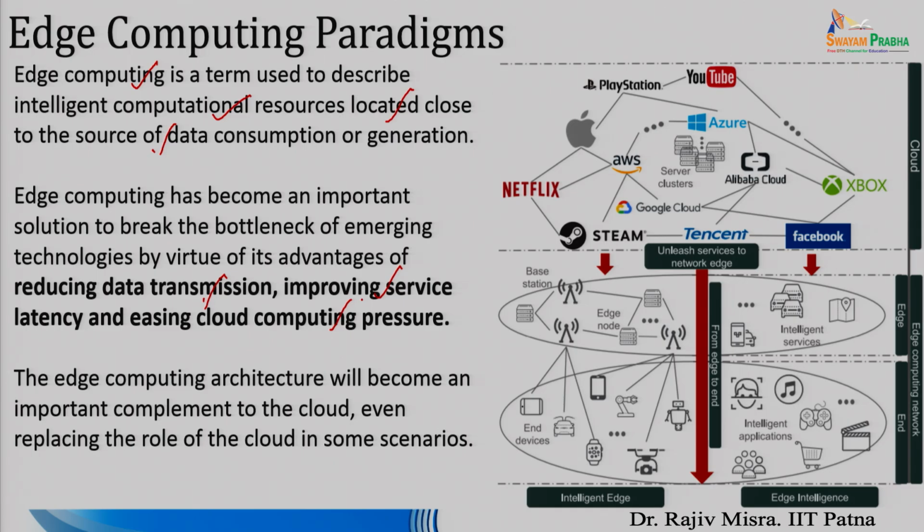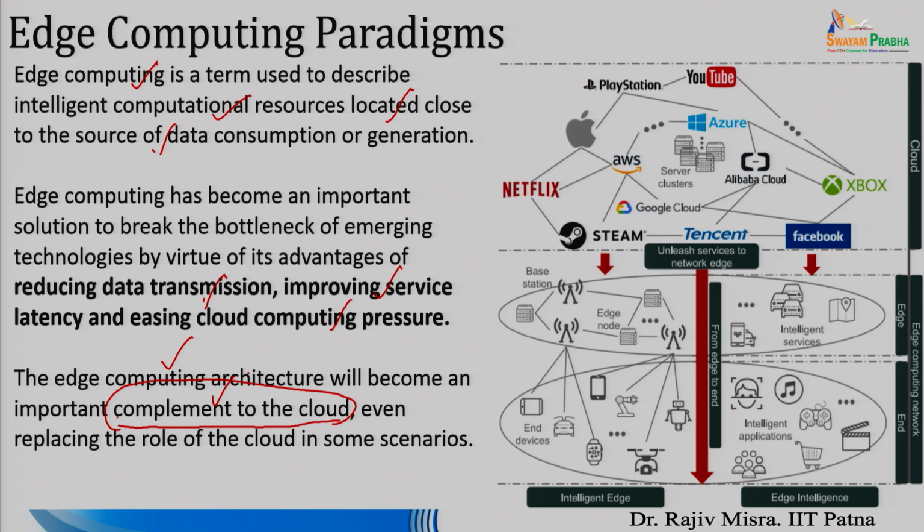So, this particular edge computing architecture will become an important complement to the cloud. This we have to understand. What do we mean by the complement to the cloud? Even replacing the role of a cloud in some scenarios. In earlier lectures we were using the concept of edge cloud computing. Now, we are saying that the edge computing architecture will become the important complement to the cloud.